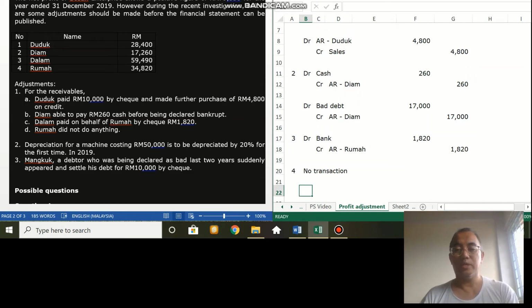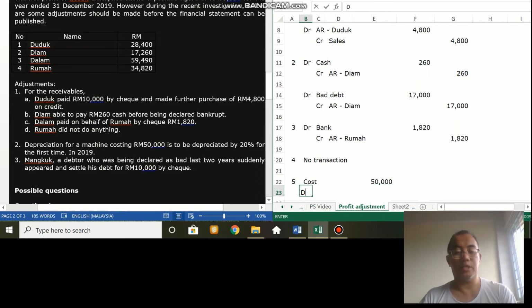Okay, what about number 2? Depreciation for a machine costing 50,000 is to be depreciated by 20% for the first time. So number 5, we have depreciation. I put here cost is 50,000, and depreciation, I just put a short form, 20%.